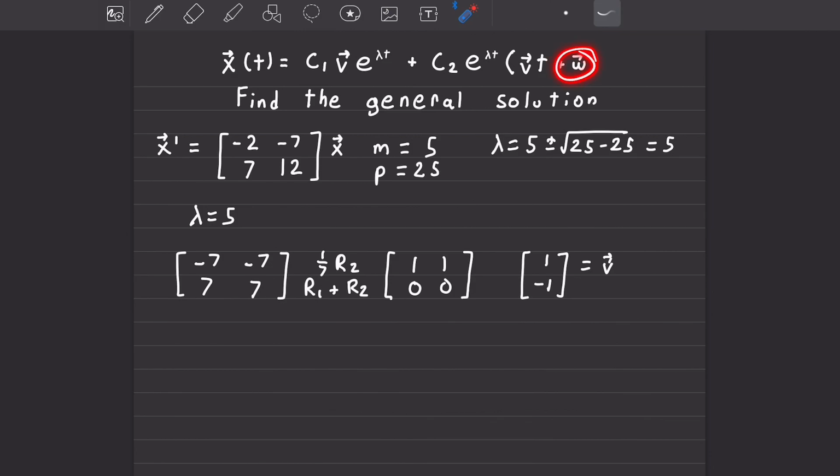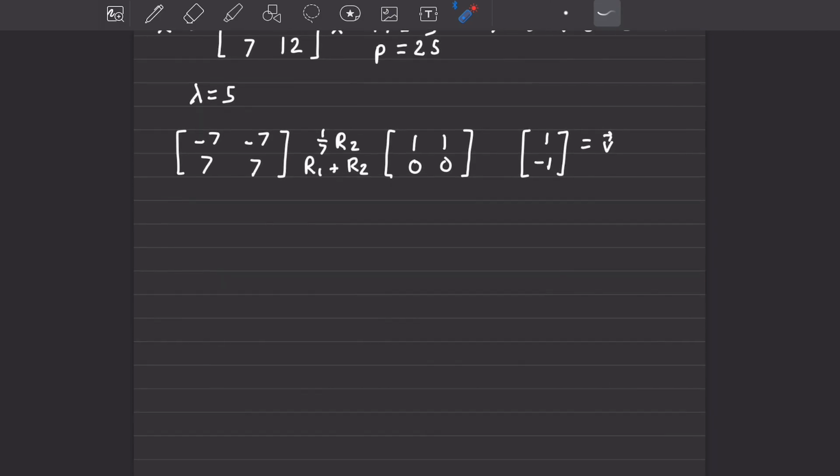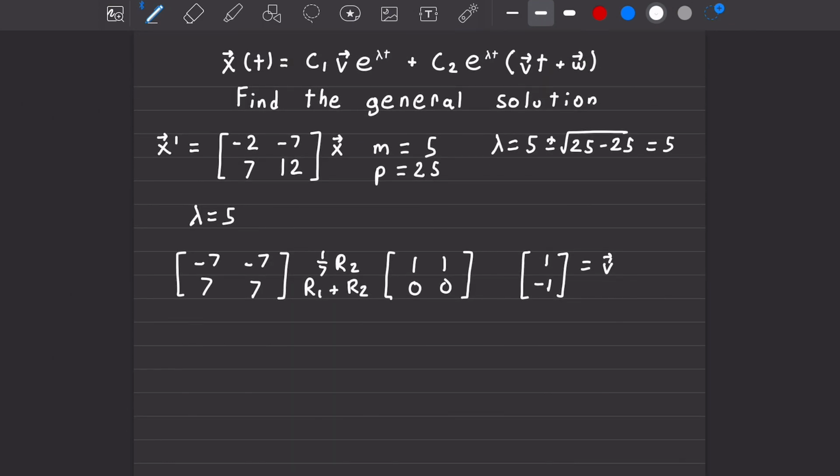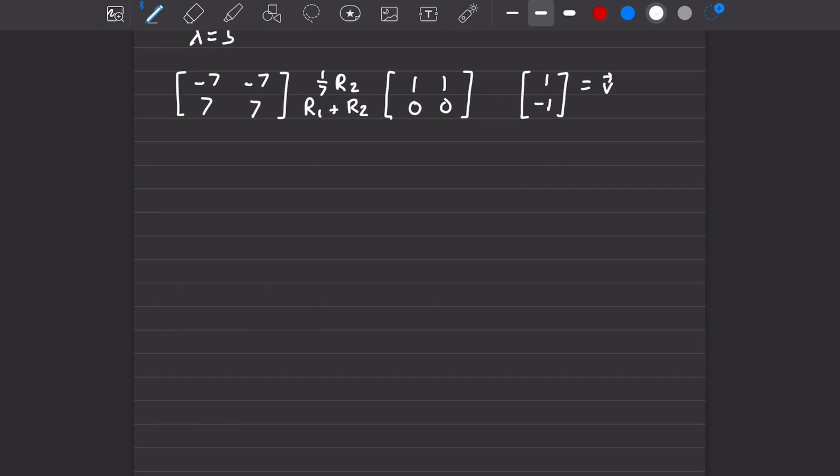All that we need to find now is w. There is a fast way to find w, but before we do that, I want to show you the context behind it, more like how we would go about doing that. So let's have x of t. We're going to make a guess: x of t is equal to e^(5t) times (v t plus w).